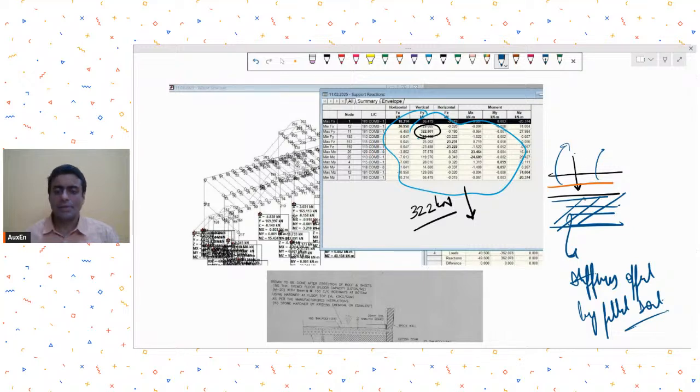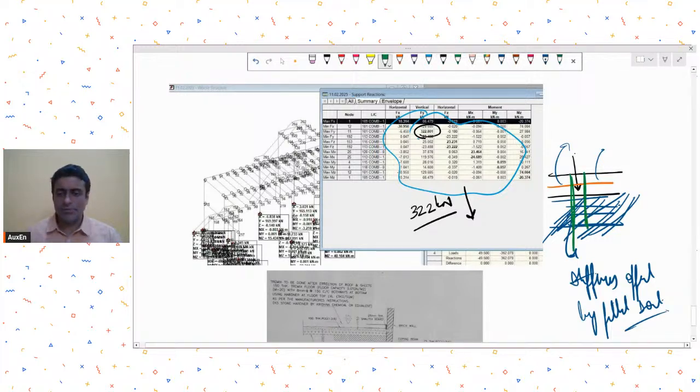don't know what is the condition of the compacted soil below, isn't it? You cannot be assured of it. So in my opinion, what is better in this case is to break this floor and go for a pedestal footing, because this load is not small, this is a substantial load.